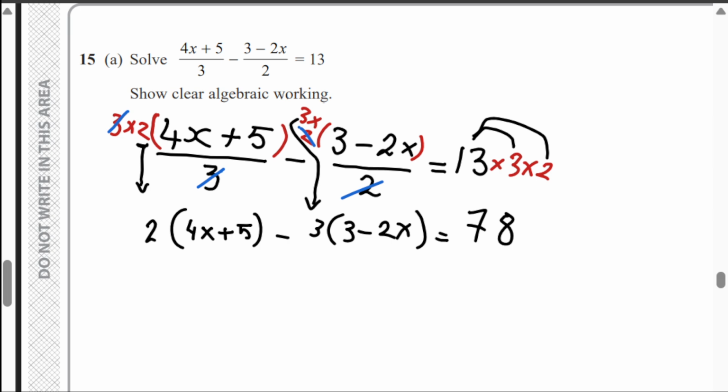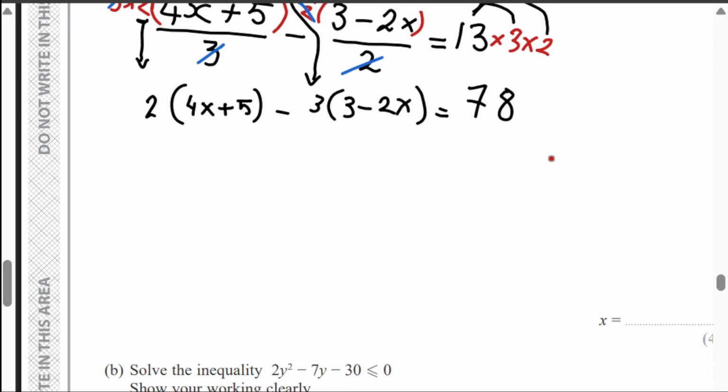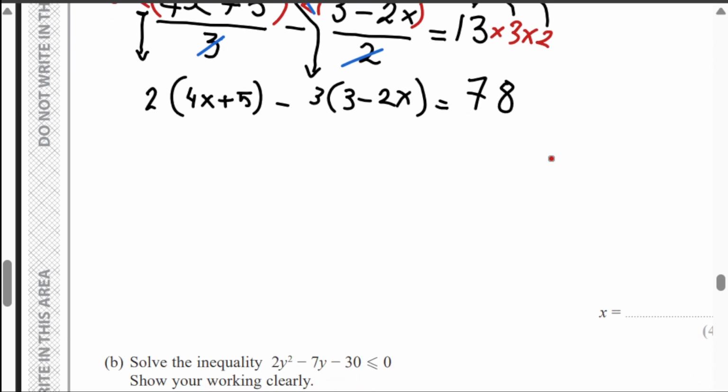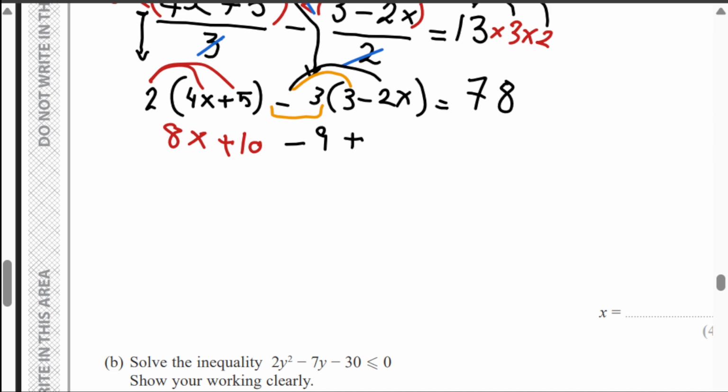Now what's going to happen is we are going to expand these brackets. So 2 times 4x is 8x, 2 times 5 is 10, and then we have minus 3 here. Minus 3 times 3 is minus 9. Minus 3 times minus 2 is plus 6x, because minus minus makes positive, and that equals 78.